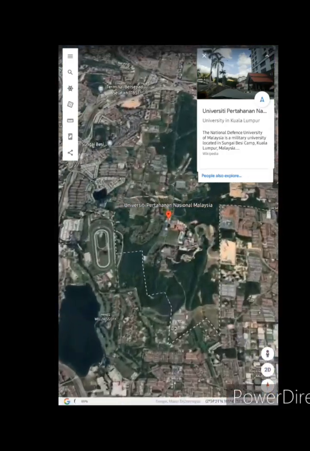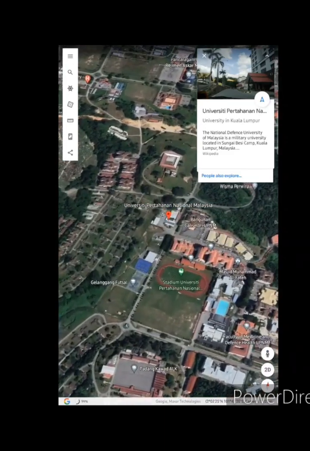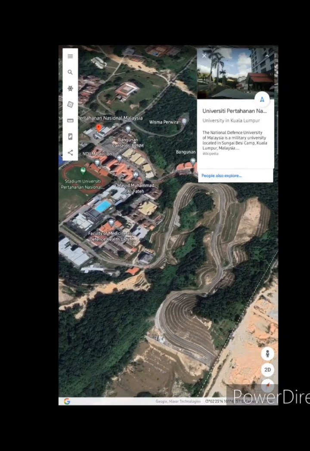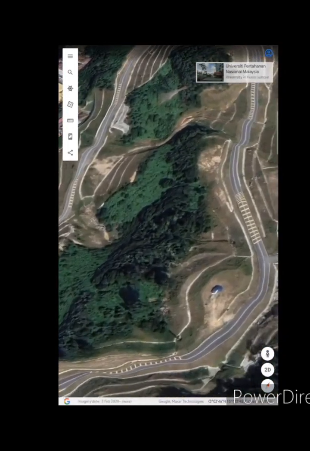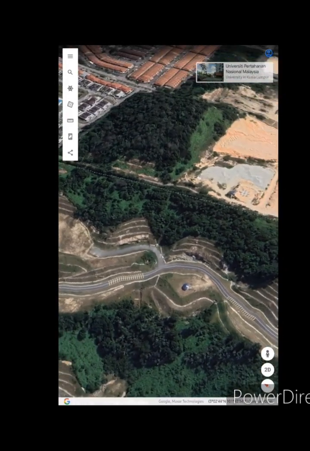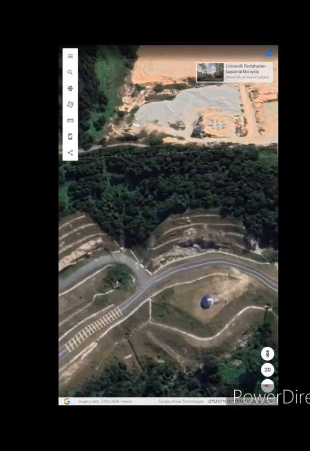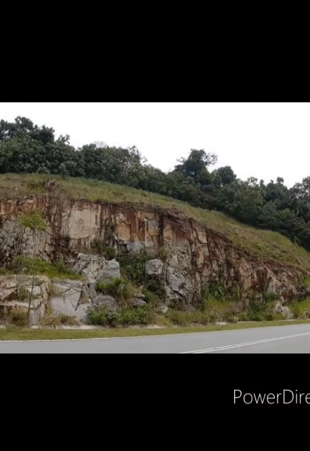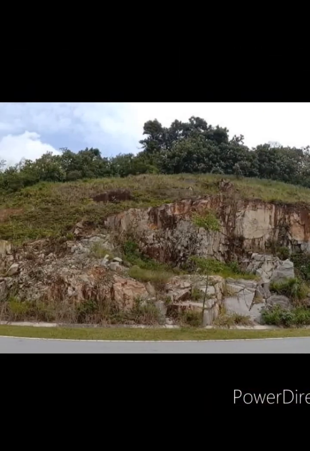UPNM campus is located inside Sungai Besi Military Camp, approximately 12 km south of Kuala Lumpur. The bedrock of Sungai Besi is composed of granite rock which consists of medium to coarse grained muscovite. The rock slope section has a 70 meter width and is 5 meters high.